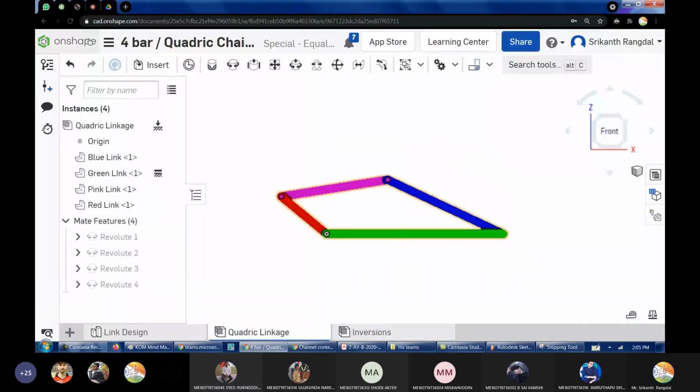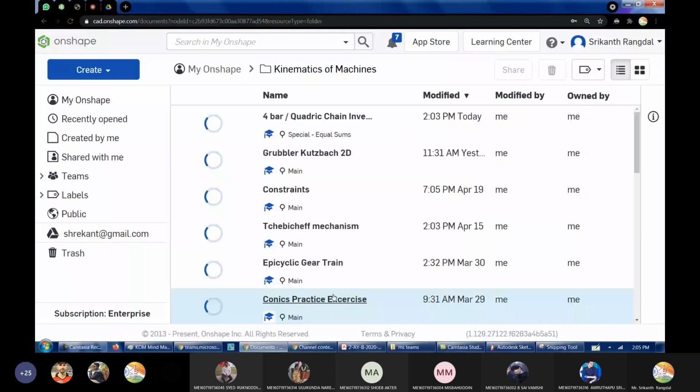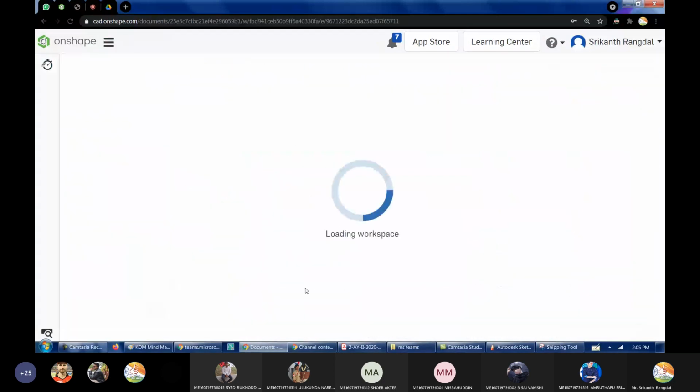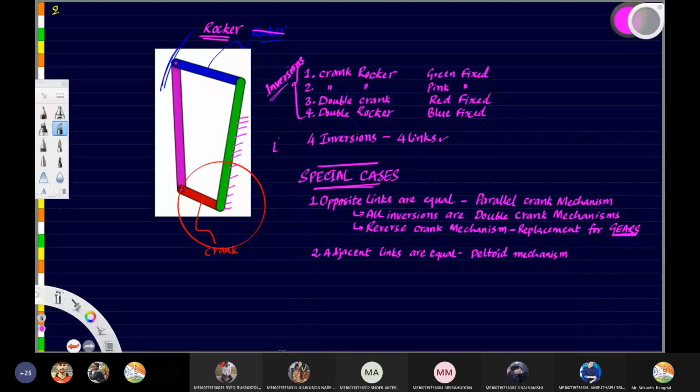So I hope the 4-bar inversions are all clear. Next class, before beginning, I would like you to find out all the applications of this. You're free to search on the internet. You're free to look around you. Wherever all these 4-bar mechanisms are applied, I want you to find out. And before starting the next class, 5 to 10 minutes, we will spend discussing the applications of all these inversions.